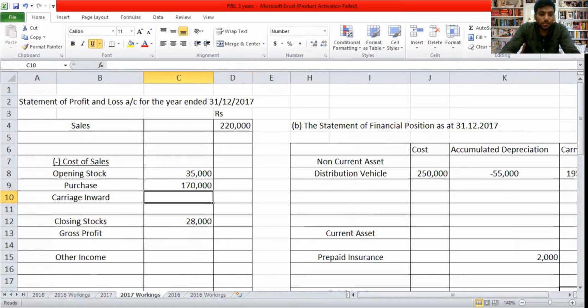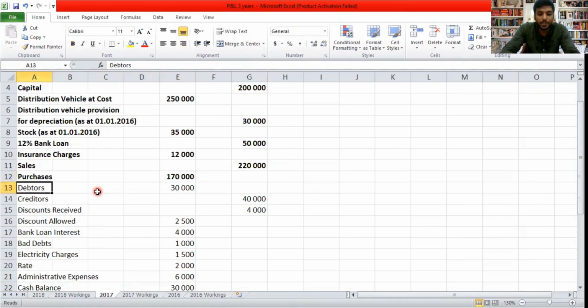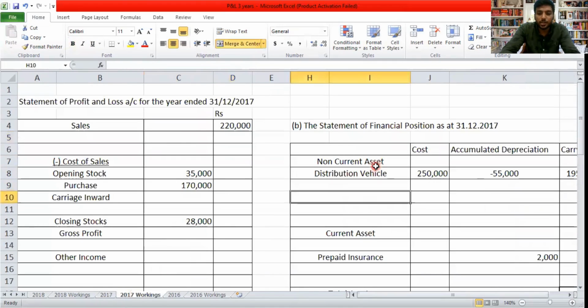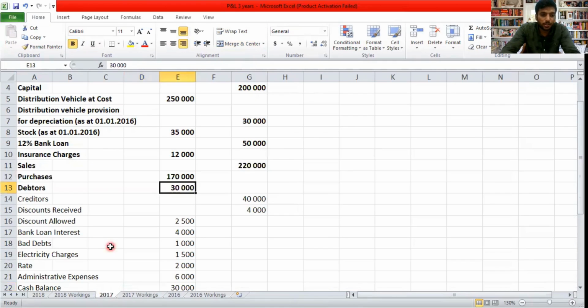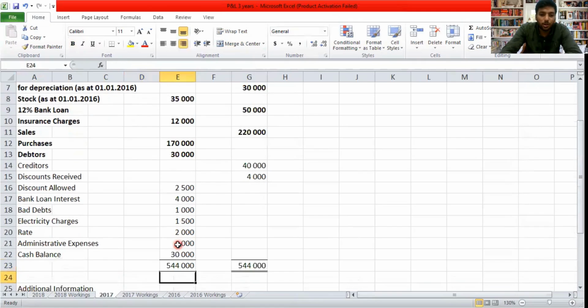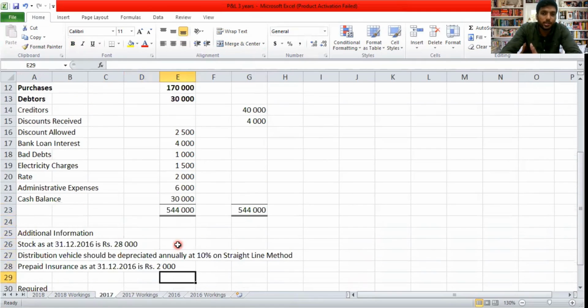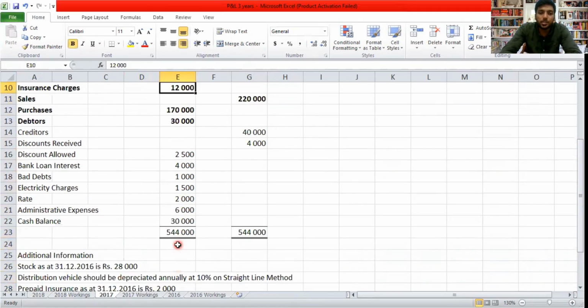Then I have another concern, debtors, 30,000. Debtors is a current asset, so I'm going to write it here. Did I have any bad debts? You see here, there's a bad debt of 1,000. I can't deduct this bad debt. The reason this bad debt is not an adjustment is because this already has been paid or they have already deducted this amount, and they are only representing it under the trial balance.